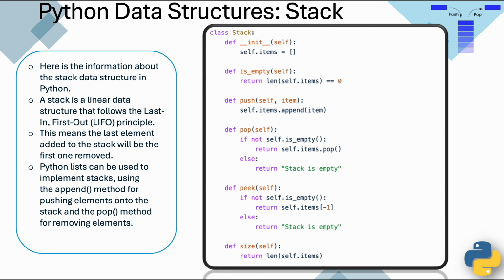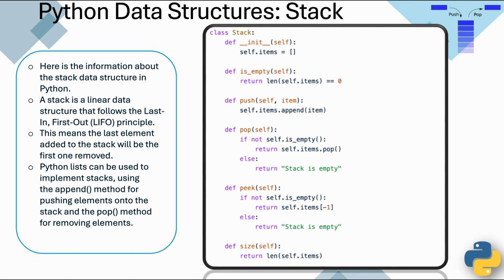Append is a very common method in Python lists. People will use it many times. This method is used for pushing elements into the stack, and pop is already a Python list method which removes the latest element in your list.